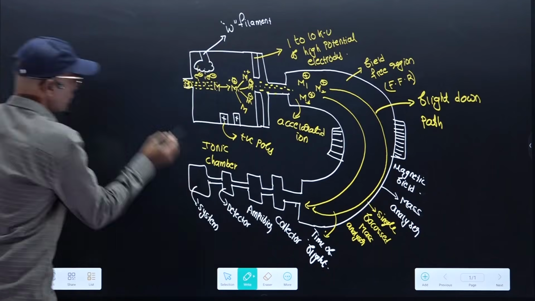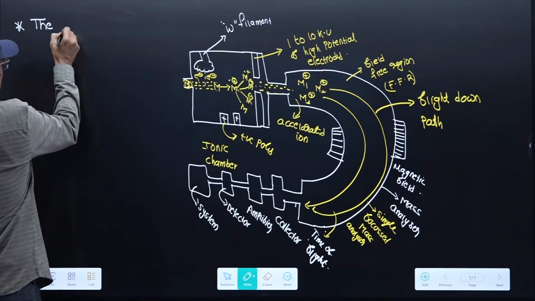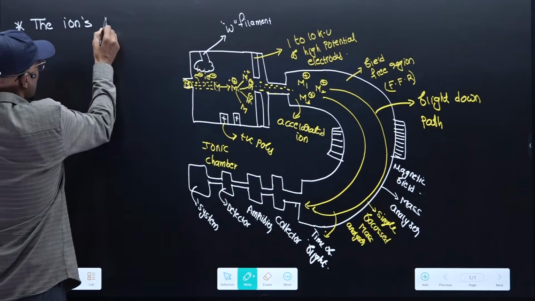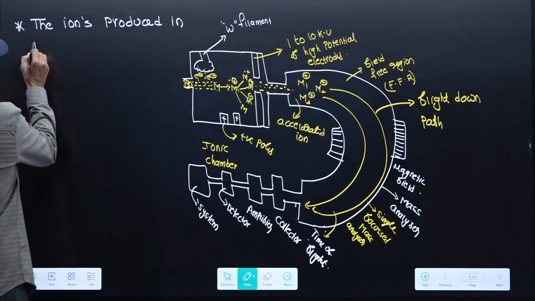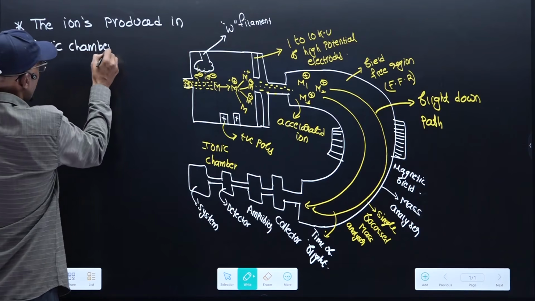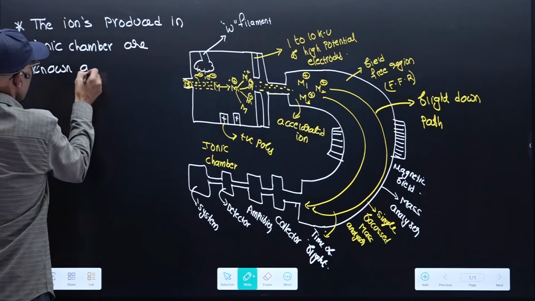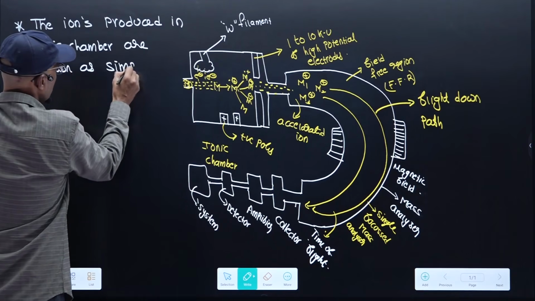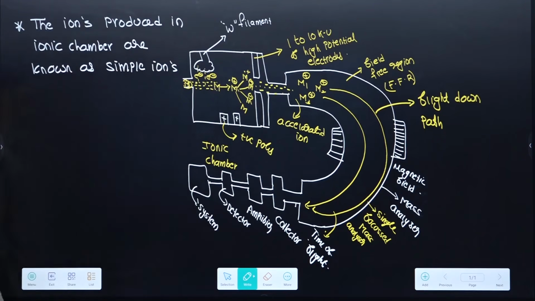So here you write some points. These points belong to the ionic chamber. See, the ions produced in the ionic chamber are known as simple ions. So these ions I am calling simple ions.